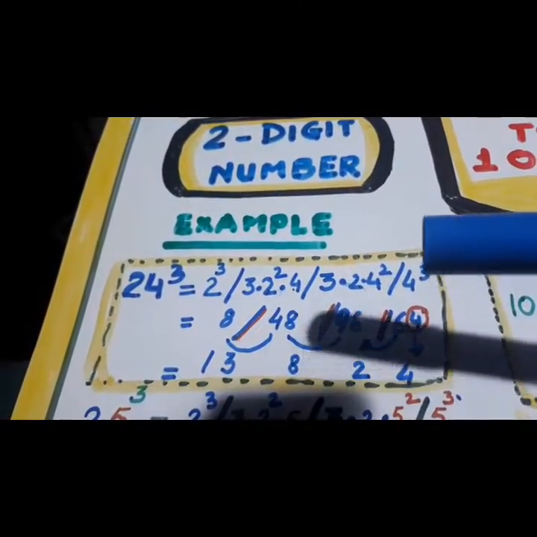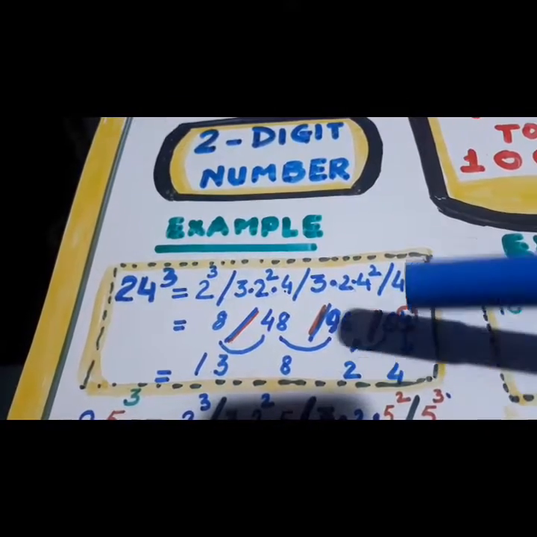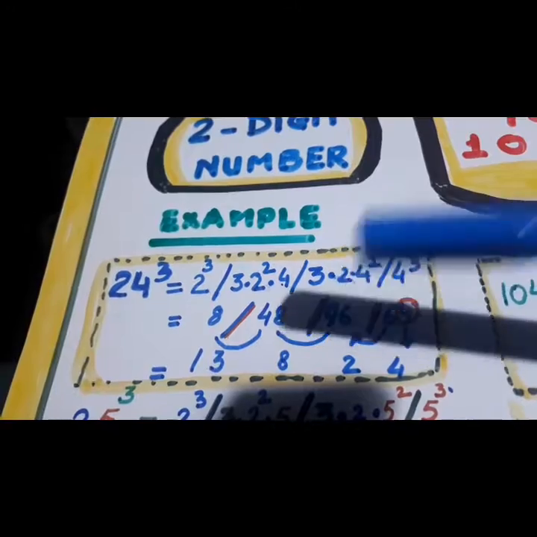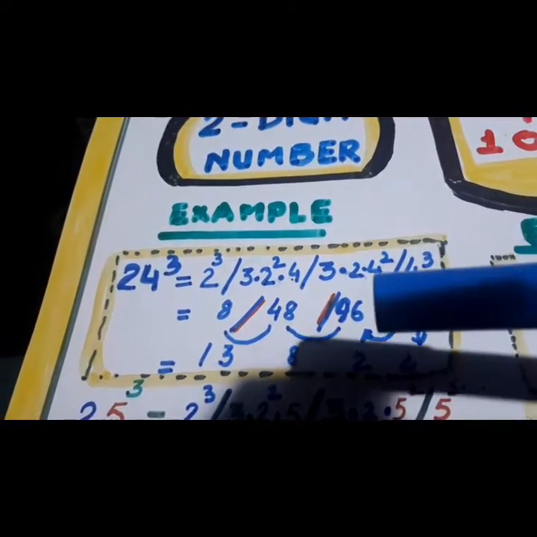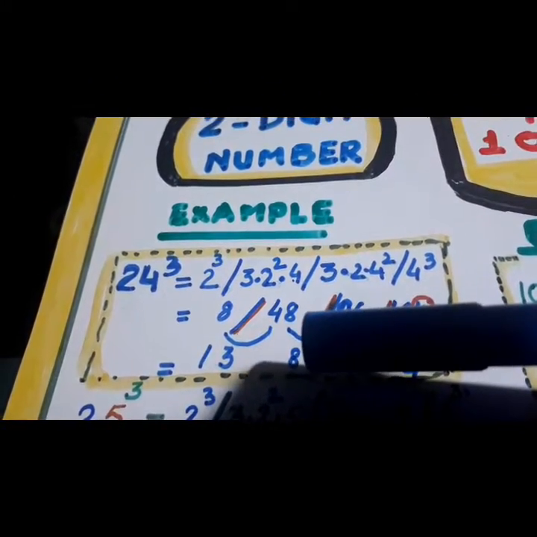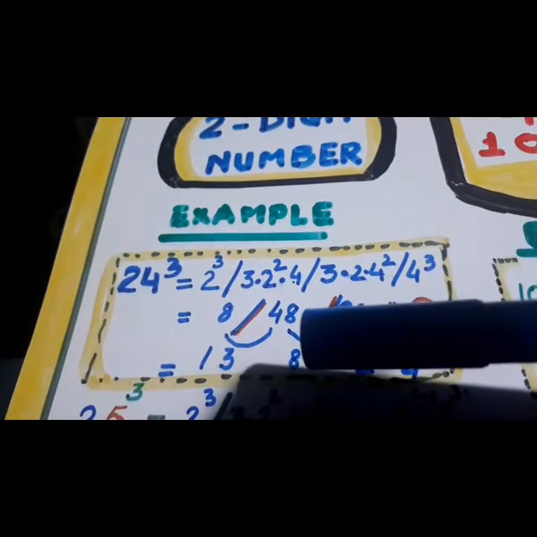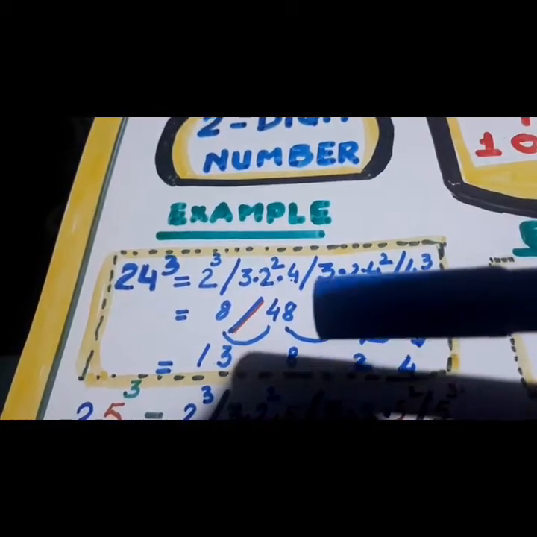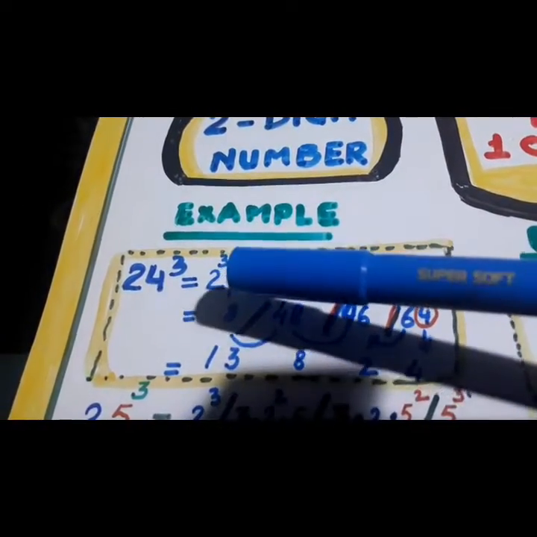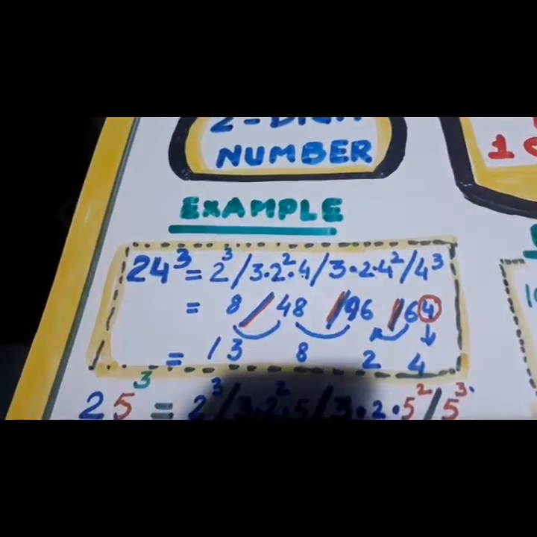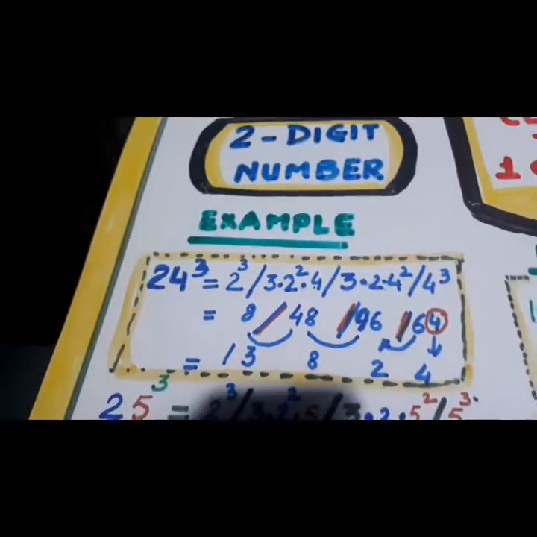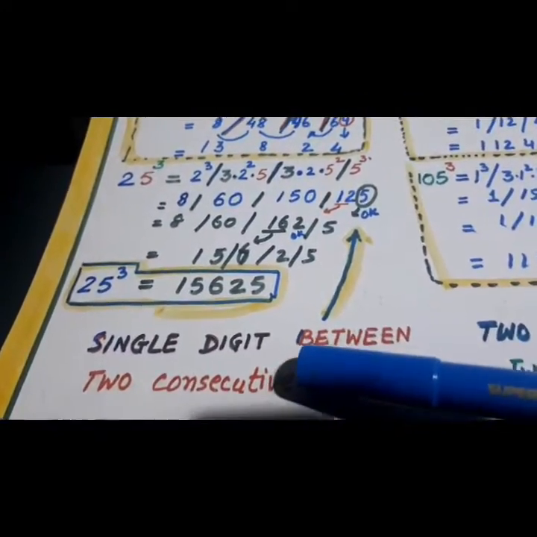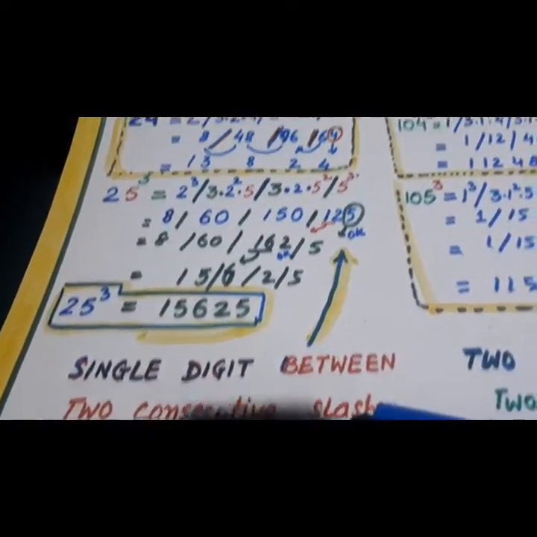So now 4 cube, you know 64 is there. 4 square into 2 into 3, that is 96. And this is 4 into 2 square into 3. This is 48. And 2 cube is 8. So you have to keep single digit between the two consecutive slashes.